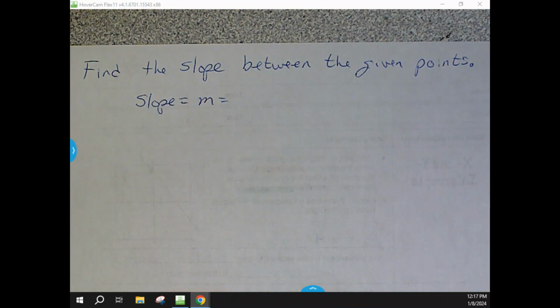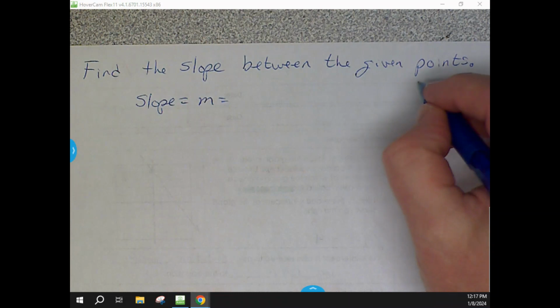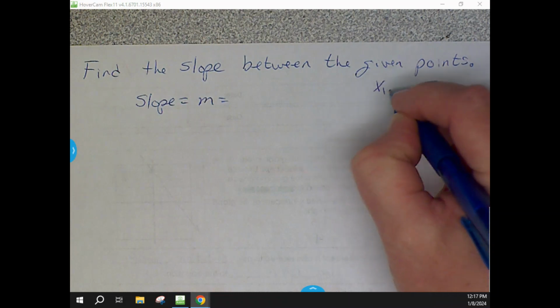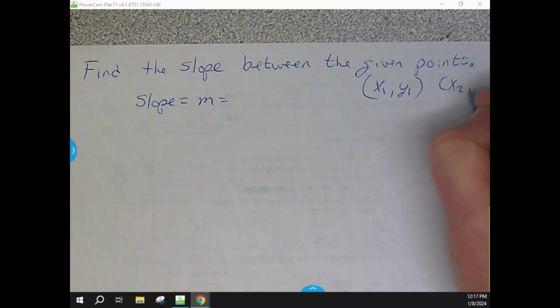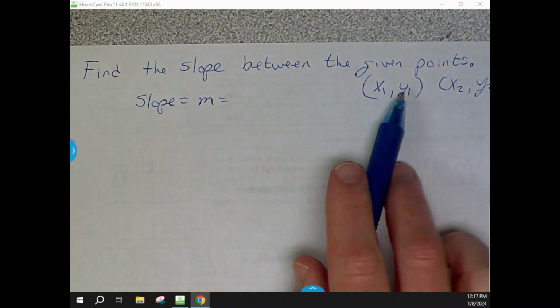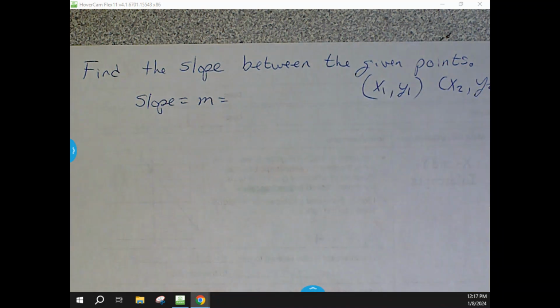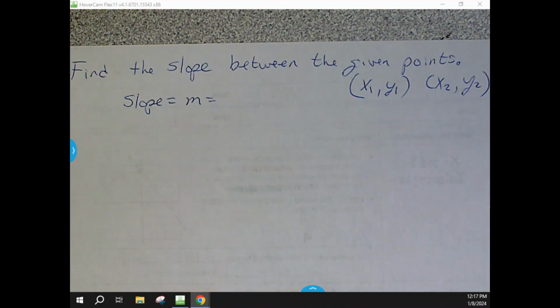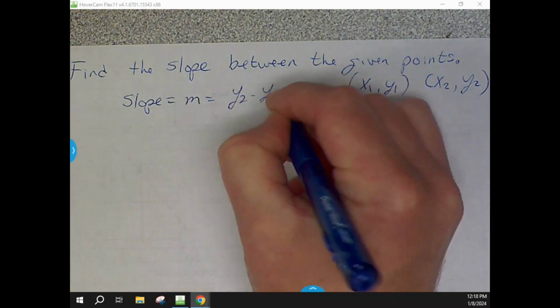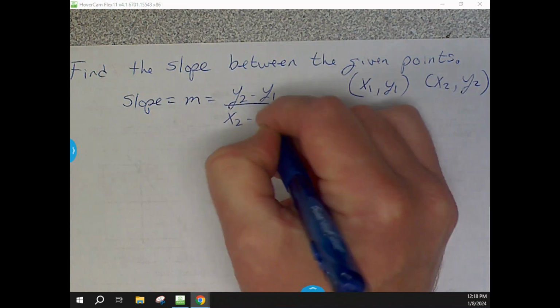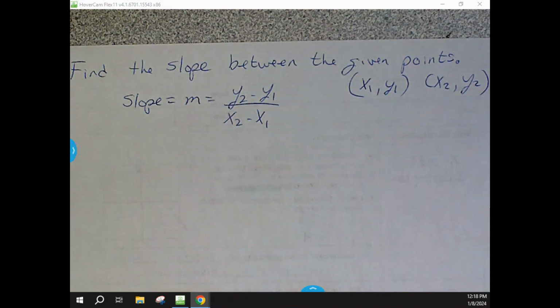Okay, and the way they set this up is usually when they give you points, they're going to give you 2 points. The first one will be x1 and y1. Second point will be x2 and y2 because basically the ones means this is the first point, the twos is their second point. Okay, and the formula that they always give to you in the book is basically that, where you subtract the x's on the bottom and the y's on the top.